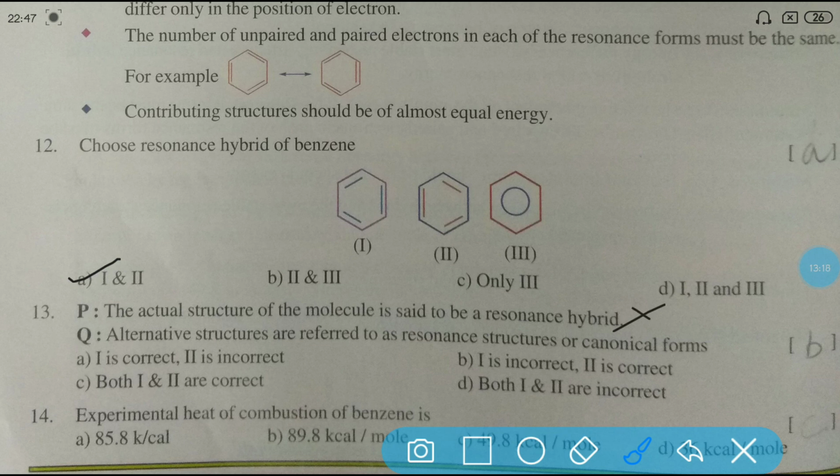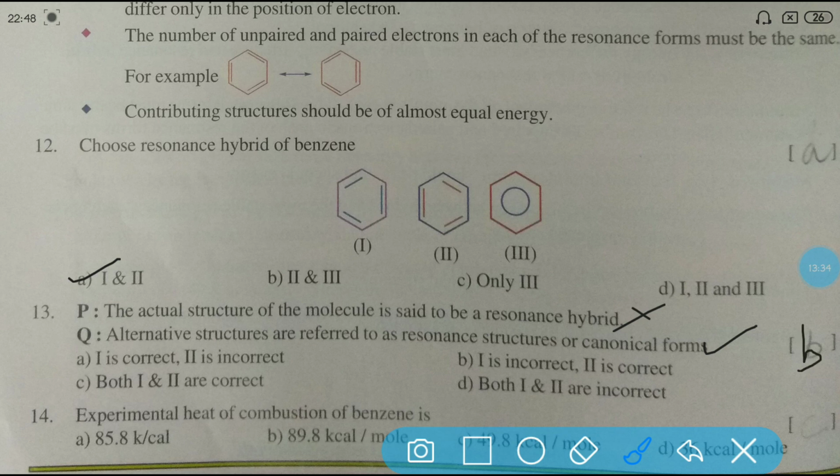Q statement: Alternative structures are referred to as resonance structures or canonical forms. Right, correct only. This is right. So P is wrong and Q is right, so option B.